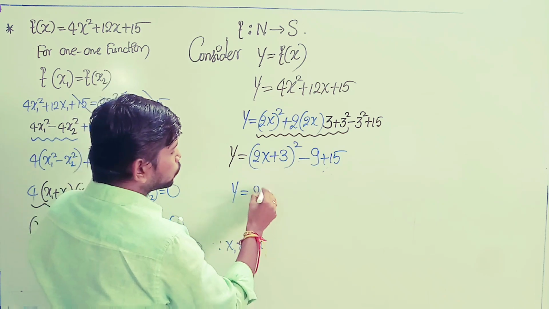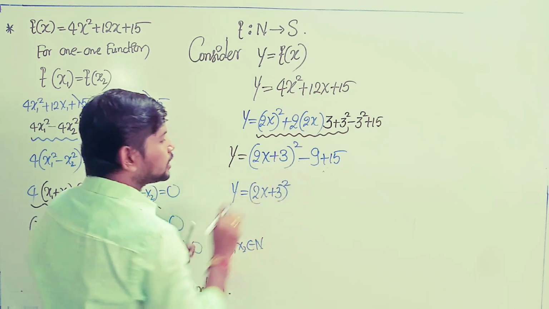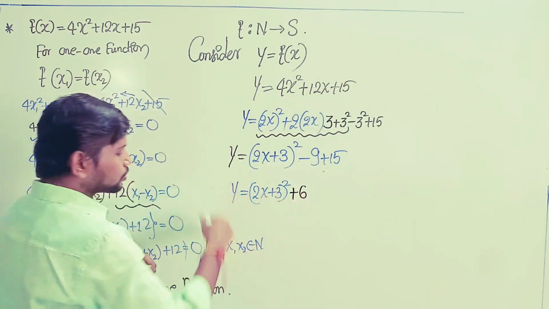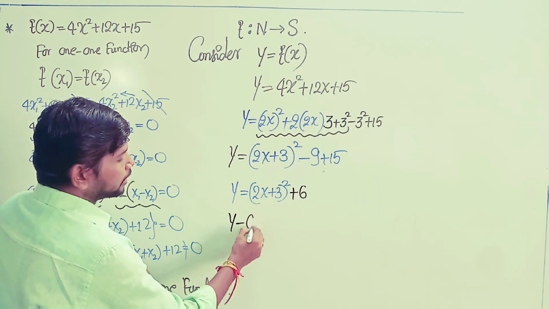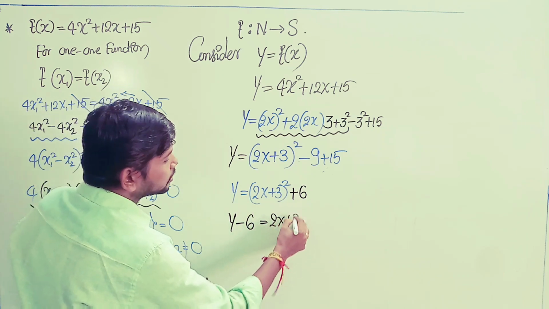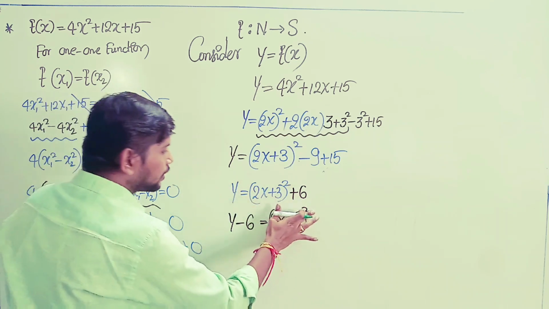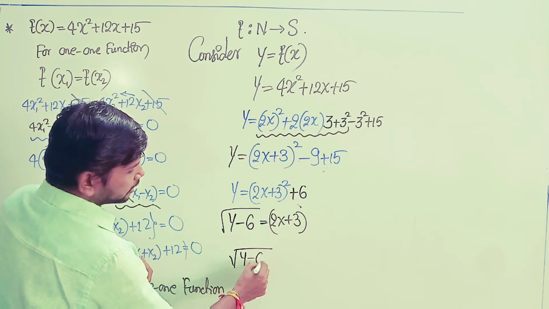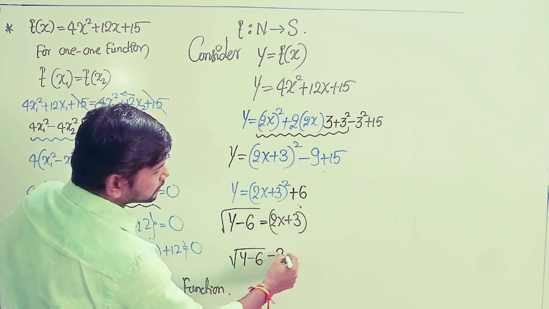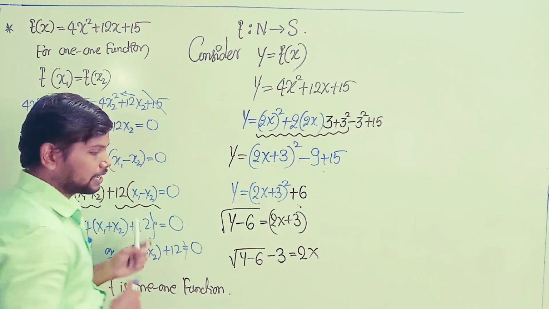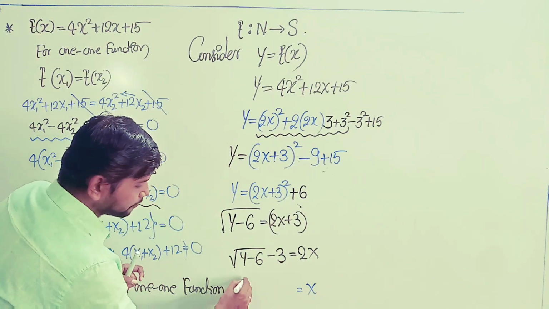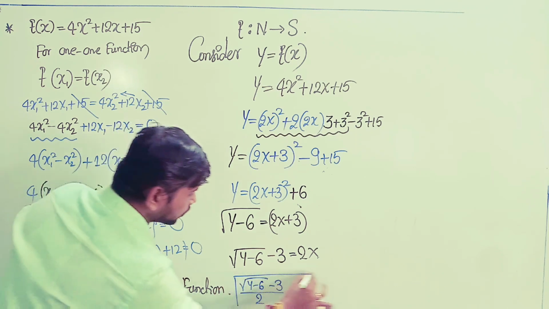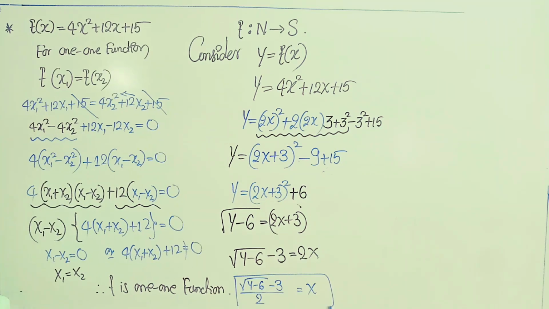Y is equal to (2x plus 3) whole square. What is 15 minus 9? What is 15 minus 9? It will be plus 6. Plus 6 moves to the left-hand side. It will be y minus 6 is equal to (2x plus 3) whole square. The square goes to the left-hand side as a square root. After that, square root of y minus 6. 3 moves to the left-hand side: minus 3 is equal to 2x. At the end, I have to write what x is now. X is equal to (root of (y minus 6) minus 3) divided by 2. Got the point clearly? This is nothing but our x value.